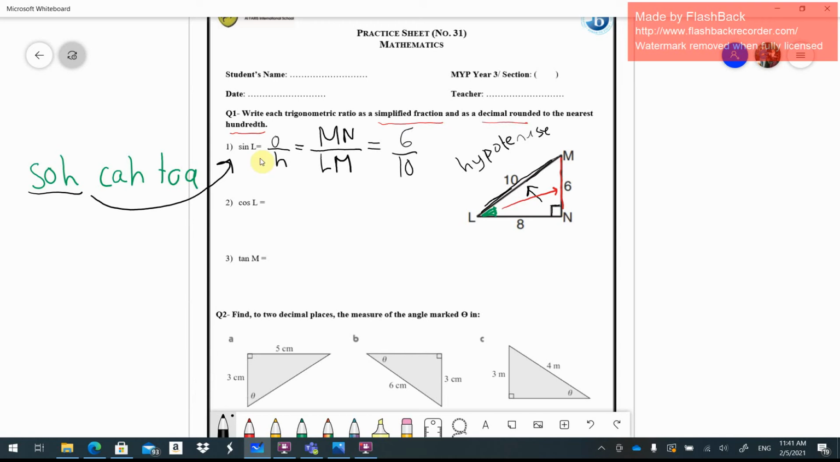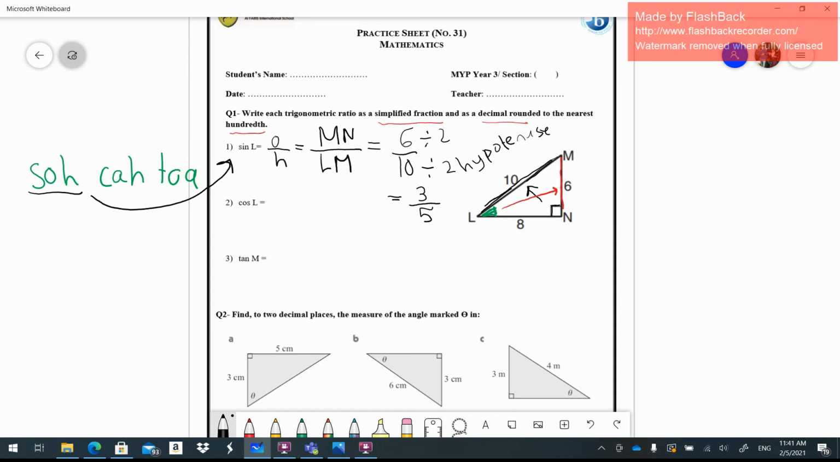Now, remember that I have to write it as a simplified fraction. Is this fraction in simplest form? No. I have something common between 6 and 10, so I have to make this fraction smaller. I'm going to divide up and down by the same number, which is 2. 6 divided by 2 is 3, and 10 divided by 2 is 5. Can I simplify it more? No. So this fraction is in simplest form.